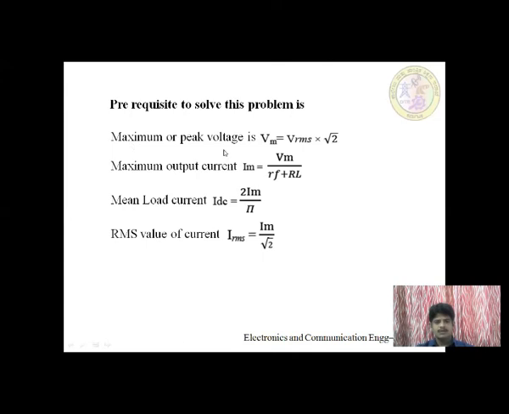the maximum peak voltage equation Vm is equal to Vrms times root 2, and the maximum output current Im is equal to Vm by Rf plus Rl. Mean load current IDC is equal to 2 Im by pi. And for the RMS value of current, Irms is equal to Im by root 2. So these are the prerequisites to solve this problem.